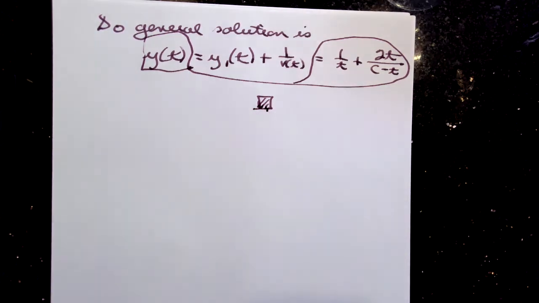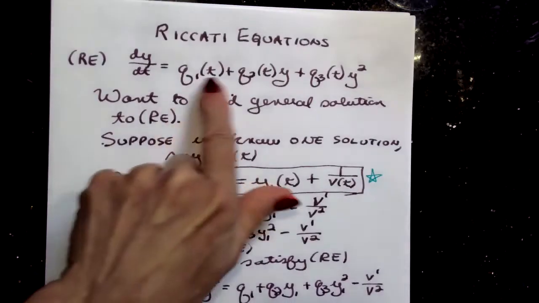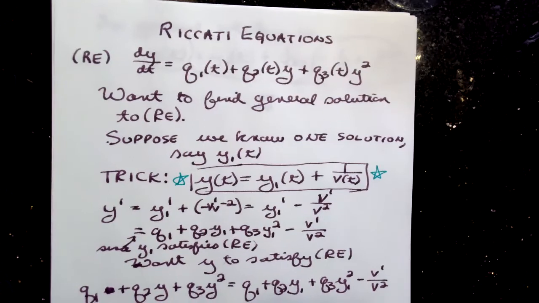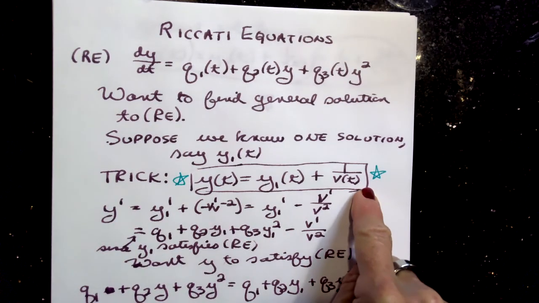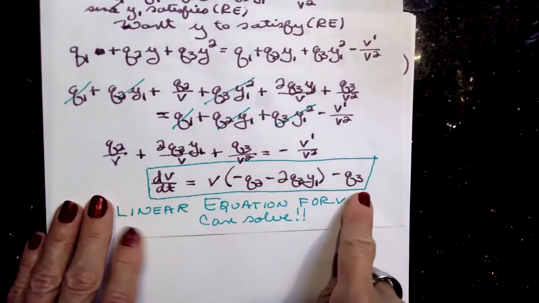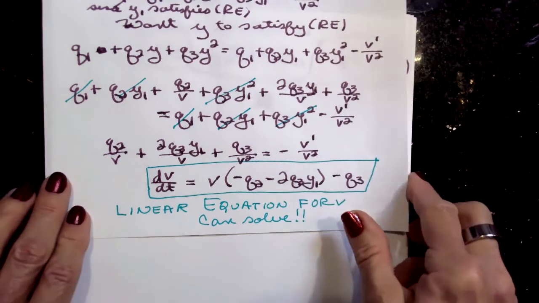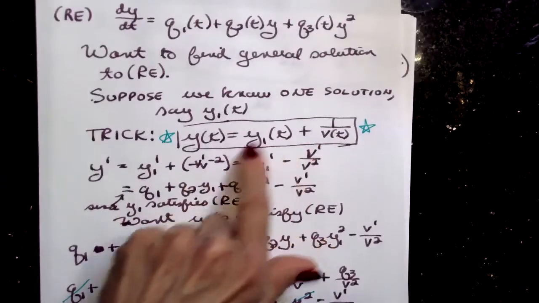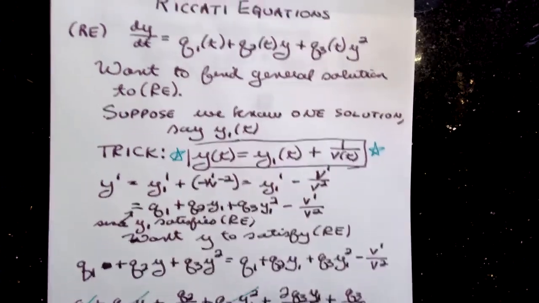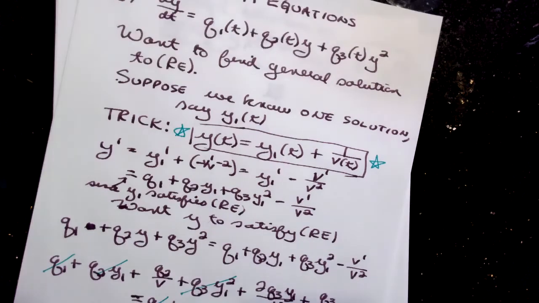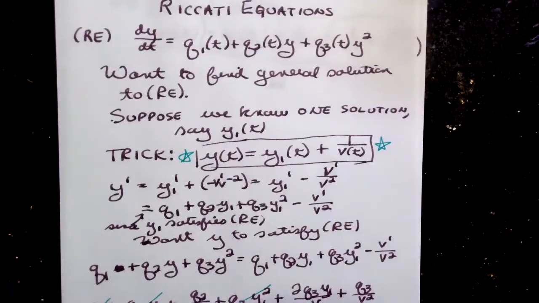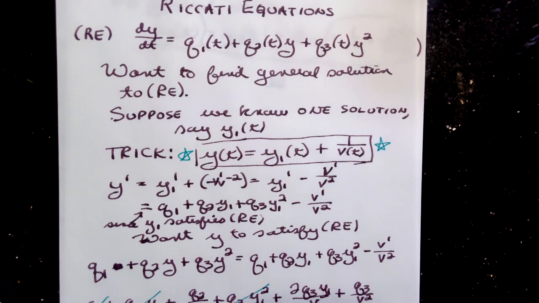And that's it. That's all there is to Riccati equations. Again, you first have to notice the form of the equation, notice that it's a Riccati equation. You make this substitution. And then the equation that you have to solve for v is this linear equation. You solve that linear equation, you get v, and now you put it together with the known solution y1 to get the solution to your problem y. And that's all there is to Riccati equations. Pretty simple once you recognize them.